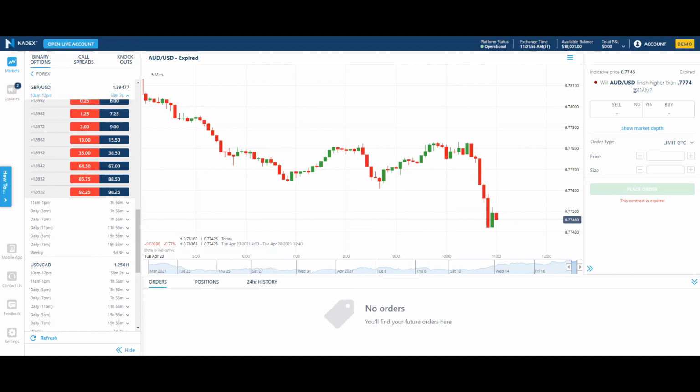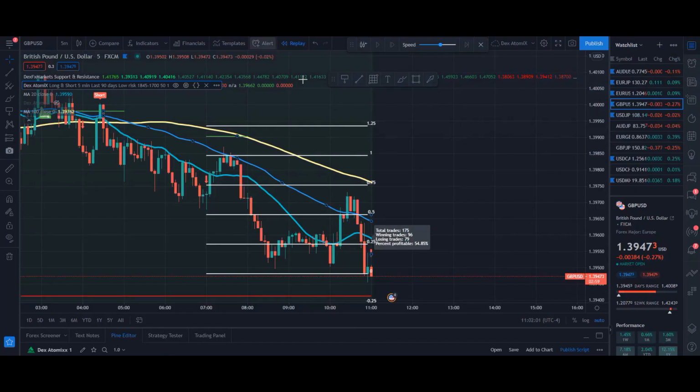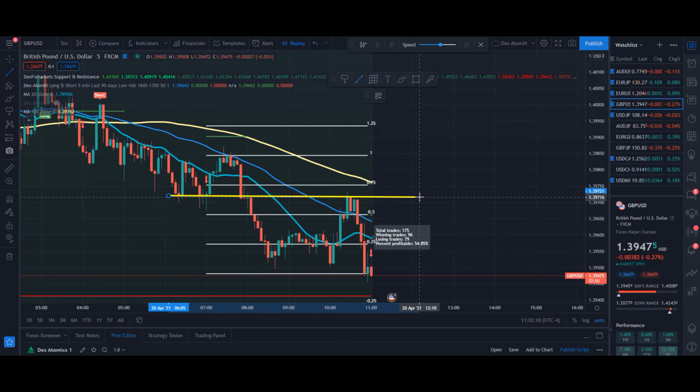So 39.72 is where I can get to. 39.72. That's a pretty good area to be at. That's got nice level right there. So that's where I'm going to stick with. By that time, it's going to break that moving average right there.